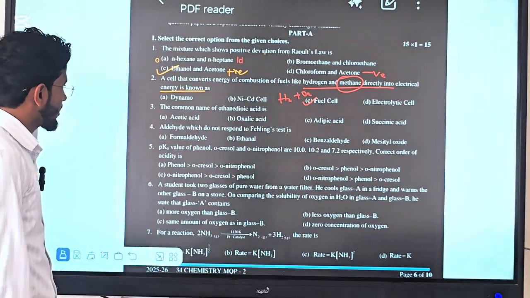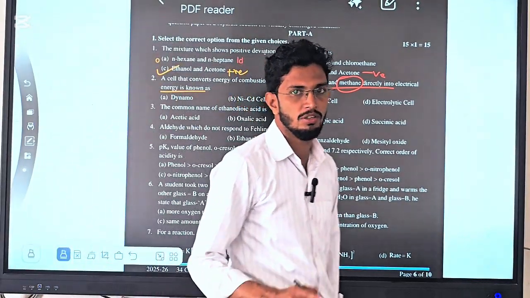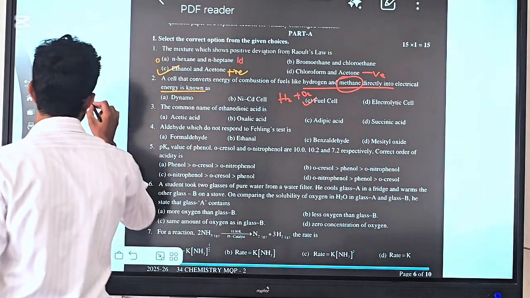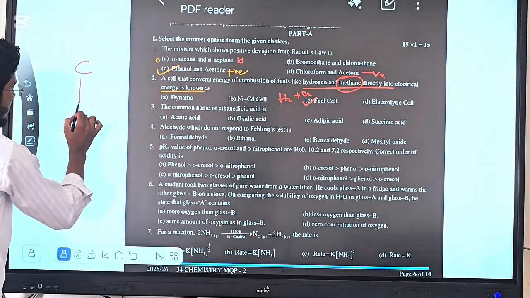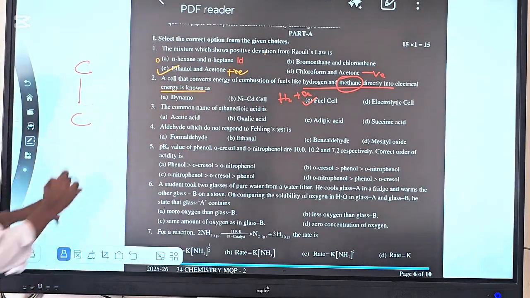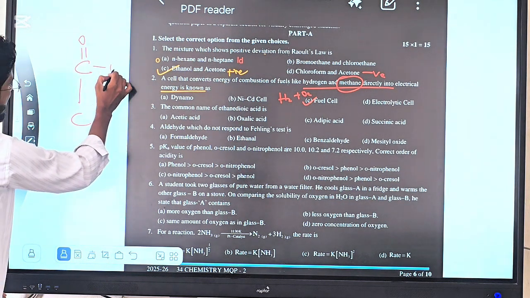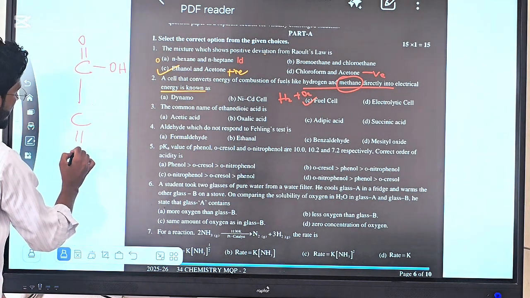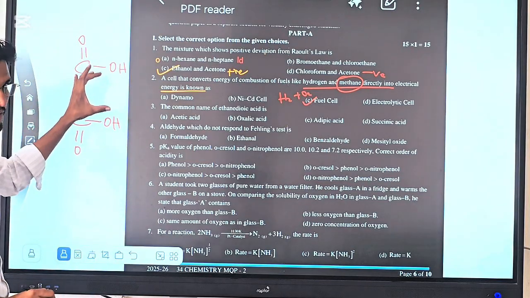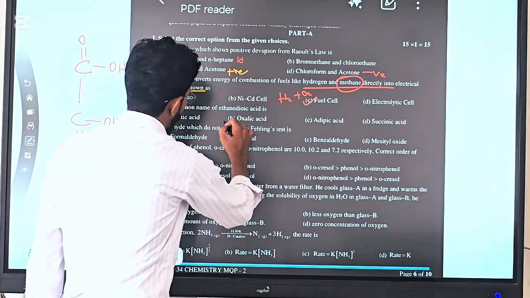Now, next question is the common name of ethane dioic acid. What is the common name of ethane dioic acid? You know what ethane is. Eth means two carbon. There are two carbons, that means eth, and ane means carbon-carbon single bond. Dioic means both carbons contain a carboxylic acid group. This is ethane dioic acid, and the common name of ethane dioic acid is oxalic acid.